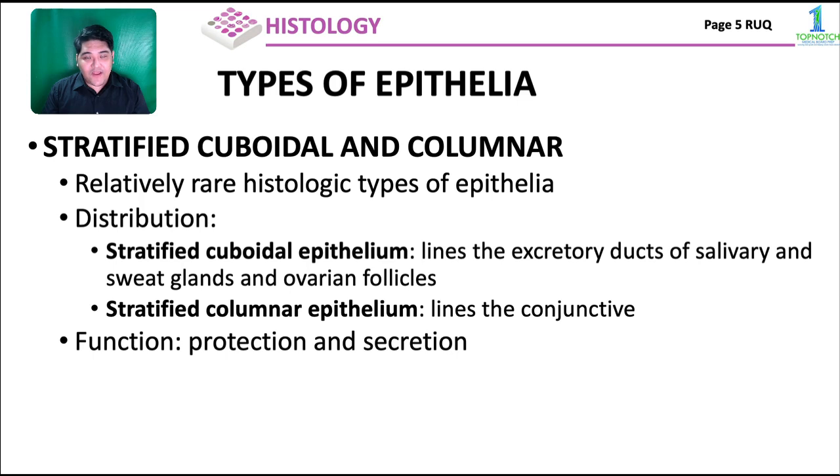Now, next is your stratified cuboidal and columnar. This is rare, no, a type of epithelium. Pero usually, ang distribution ng stratified cuboidal epithelium, yung mga naglalay ng excretory ducts like your salivary and sweat glands, including also your ovarian follicles. Ang stratified columnar epithelium, iisa lang, alamin mo na, your conjunctiva. It is patong-patong na columnar epithelium. Again, since we are talking about cuboidal and columnar, it is more of protection and secretion.